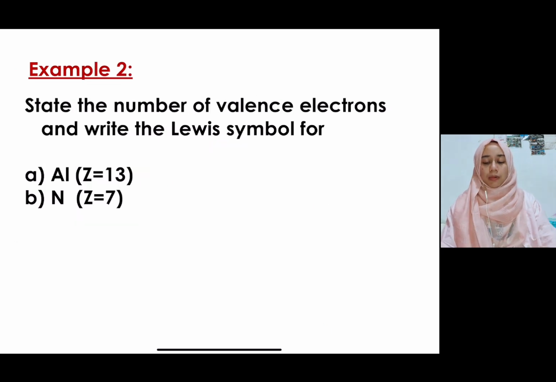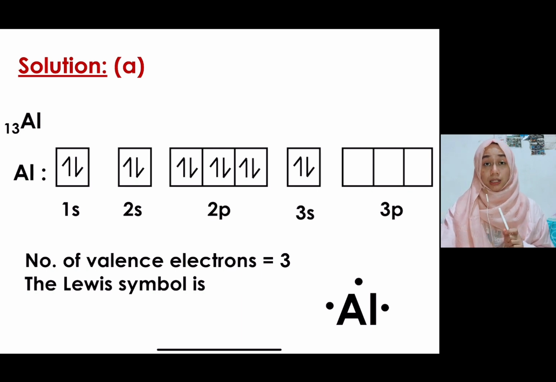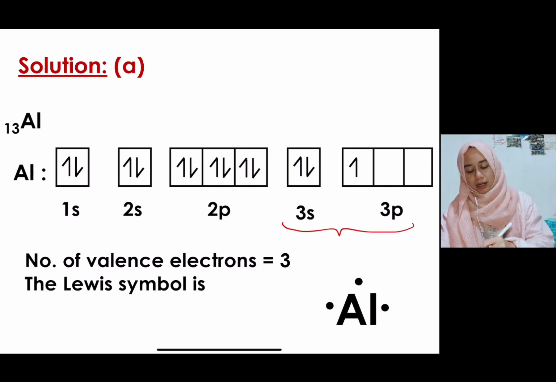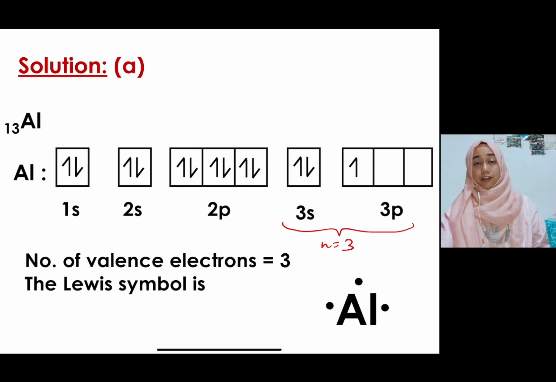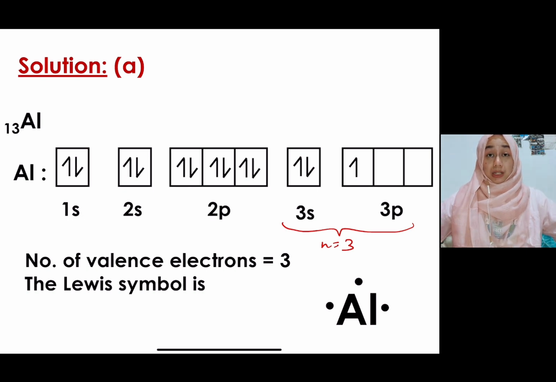So state the number of valence electron and write the Lewis symbol for Al and also nitrogen. So Al kita ada 13 elektron. So sekarang ni kita akan isi elektron, sampailah 3s. Sampai 3s baru ada 12 elektron, so ada satu lagi masuk dalam 3p. So since dia punya highest n adalah 3, the valence electron is in 3s and also 3p. So the number of valence electron adalah 3. So 2 tambah 1, kamu akan dapat 3.